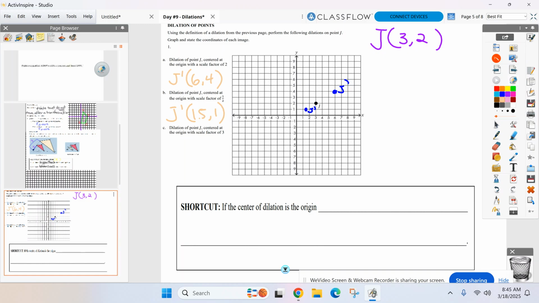All right, one more. How about a scale factor of 3? Now we're getting further away. We're tripling the distance away now, right? Triple. So going back to T's comment, up 2 over 3, triple it. Now we'll go up 6 over 9. Yep. Up 6 over 9. And there is part C's J prime. And that's going to be 9 comma 6.